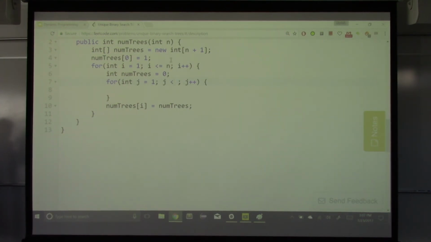So for each i, I'm going to calculate the number of trees from 1 to i. In all the trees from 1 to i, what are the possible root values? Why i minus 1? Why can't i be the root? I can be one. Yeah, so 1 to i. Does this make sense?